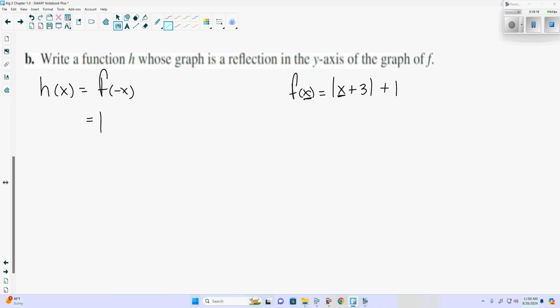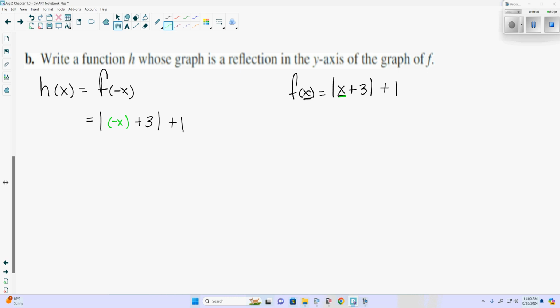So the absolute value of x plus 3 plus 1, it's still talking about the same function. Yeah, good question. So we're replacing this x with negative x plus 3 plus 1. Now the question that probably some of you had: why do I keep putting parentheses around it?